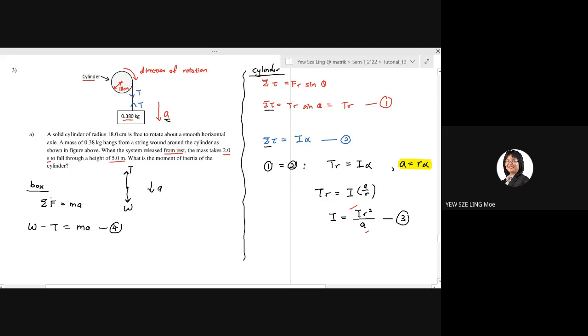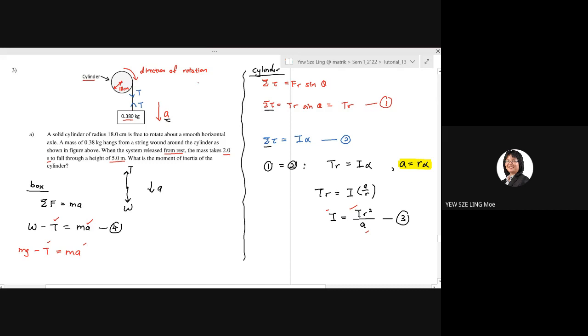So let's go back to the box. We got T and A in the equations, but if you expand this equation further, you have mg minus T equals ma. We don't have the value of T and we don't have the value of A as well. So in equation 3 we have 3 unknowns, which are I, T, A. In equation 4 we have 2 unknowns, T and A. We don't have enough information to solve it.